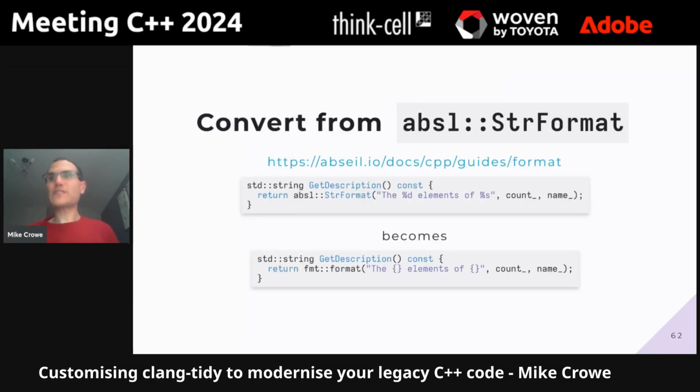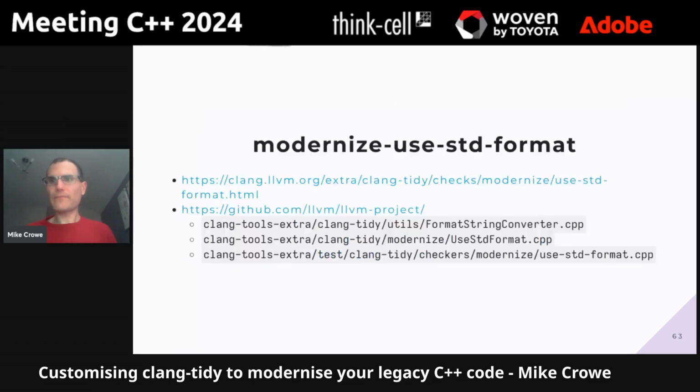So I discovered that the Abseil library provides a version of this function. It's called strformat. And clang-tidy contains other Abseil checks, so I thought that I'd be able to get a converter upstream. And after a little bit of pushback, I did. So clang-tidy now also has a modernize-use-std-print check.